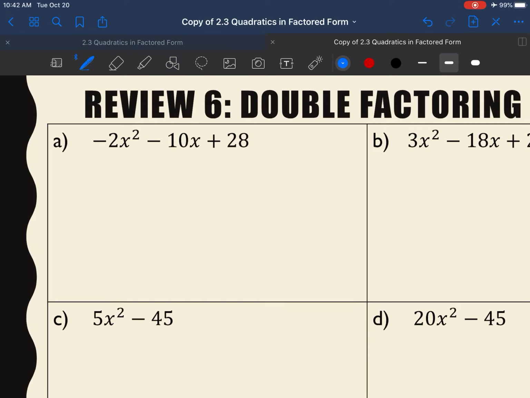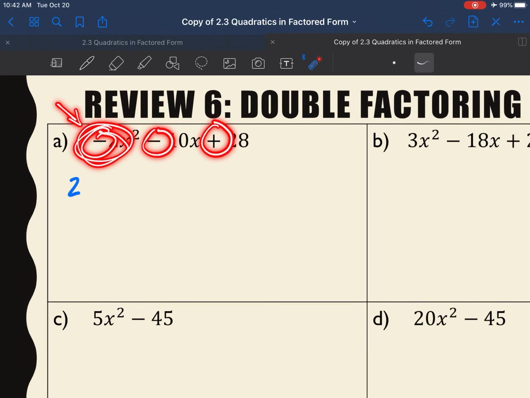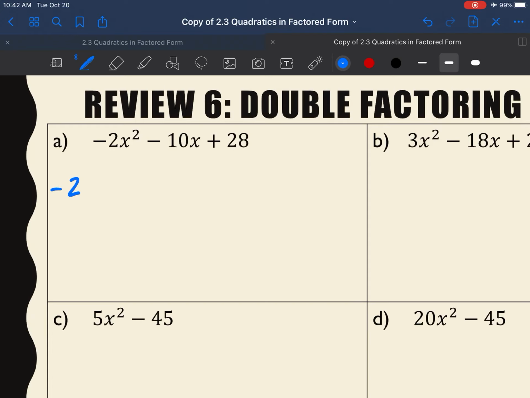So everything is divisible by 2. Not only that, but you also always take the sign of the first term. So no matter whether this was positive or negative, it's the first term that matters. So we're going to divide by -2. When you divide, you get x squared plus 5x and minus 14.